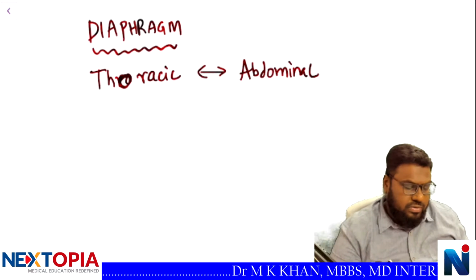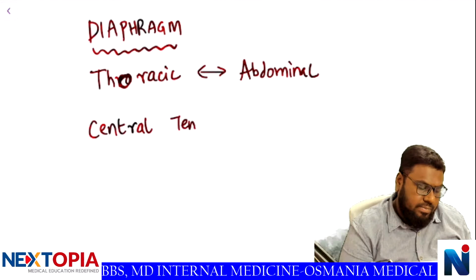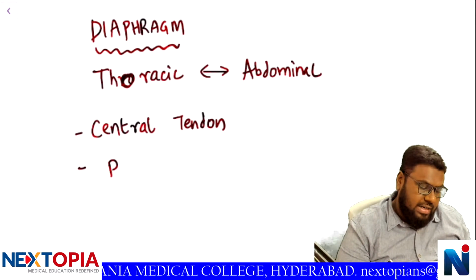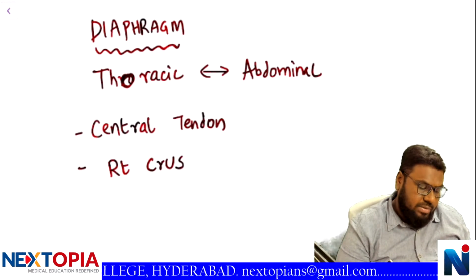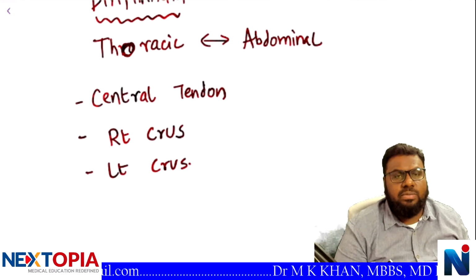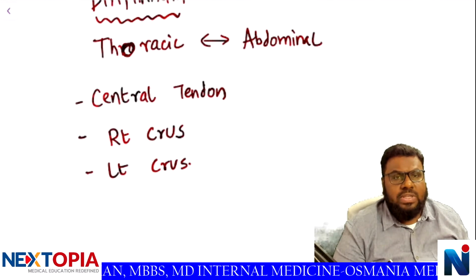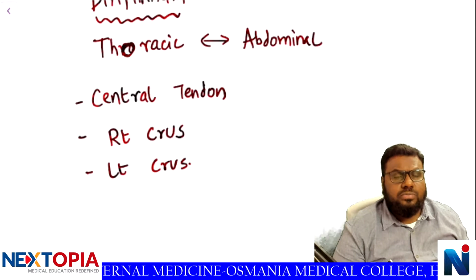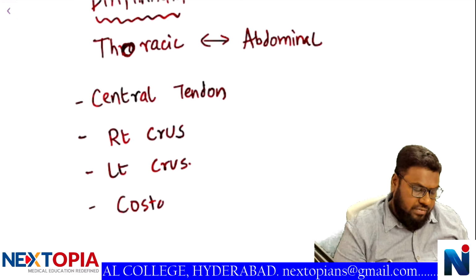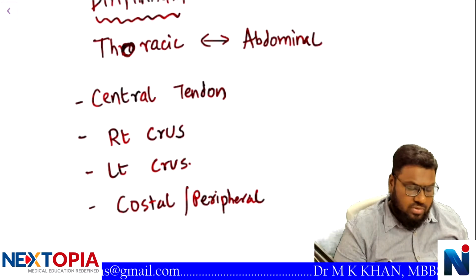The components of the diaphragm are the central tendon, the right crus of the diaphragm, the left crus of the diaphragm, and in the posterior lateral aspect the costal part, or the peripheral part. So these are the parts of the diaphragm.